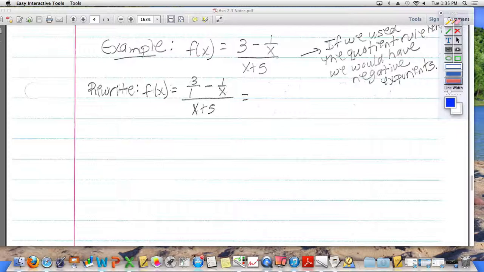What do we do? We've done these enough, right? I feel like you guys probably should be comfortable with this. What do I do to the top?